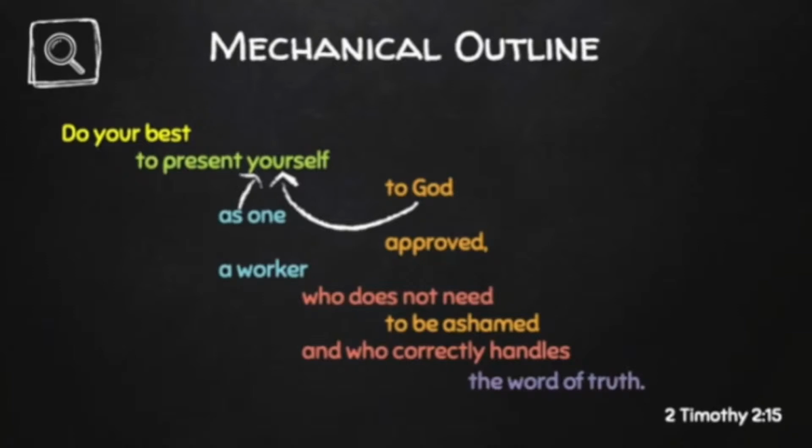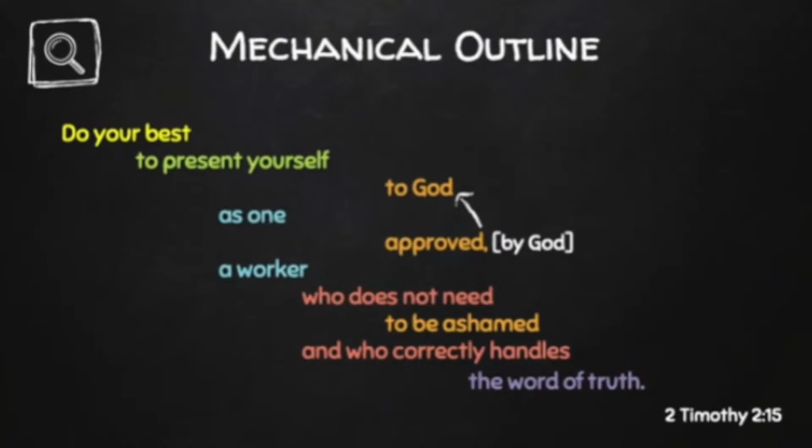Whereas to present yourself, I've then put as one immediately under yourself, because you're presenting yourself to God, but you're presenting yourself as one. And then in that same line, I've put a worker, because you're also presenting yourself as a worker. So as one and then approved. And I've moved that over under God because it's connected to God. As one approved, in other words, by God. So I've put those in the same color and in the same line.